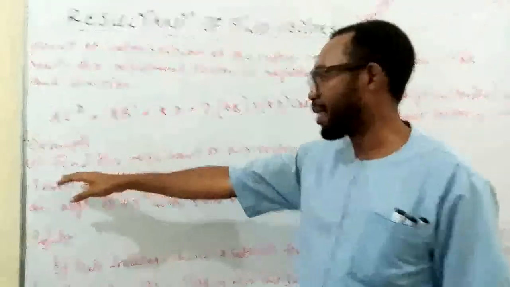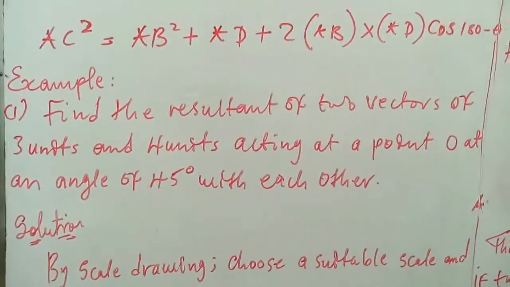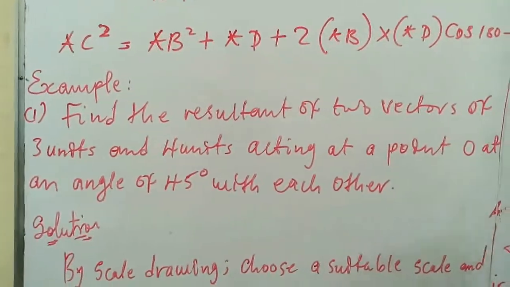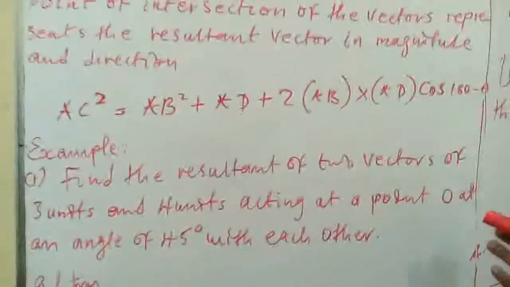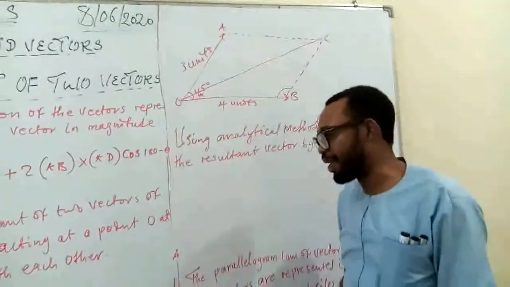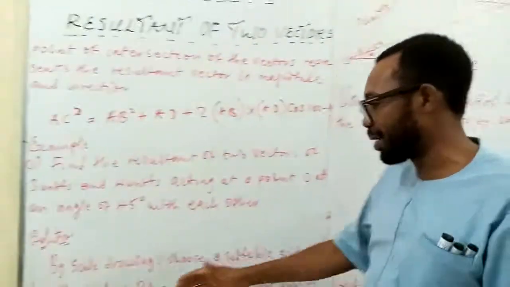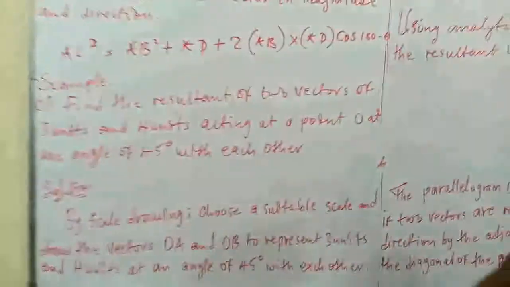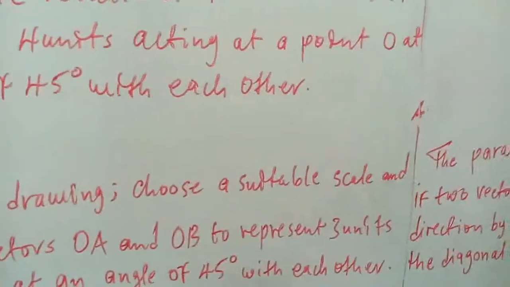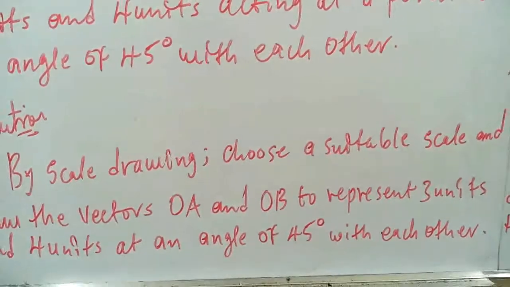Now, on the board you have example 1. Find the resultant of two vectors of 3 units and 4 units acting at a point O at an angle of 45 degrees with each other. Now, the first thing you do is to try to do a sketch of the vector. And you don't just try sketching a vector without first bringing out your scale rule. You first of all have a scale, and by scale drawing, choose a suitable scale and draw the vectors OA and OB to represent 3 units and 4 units at an angle of 45 degrees with each other.